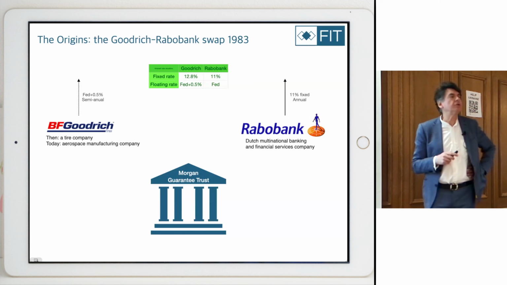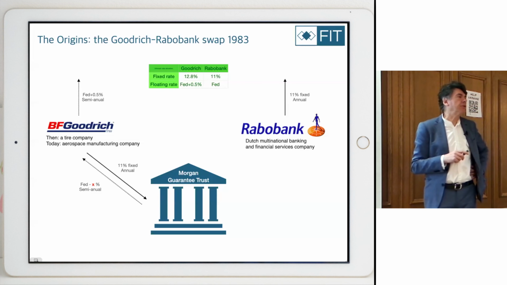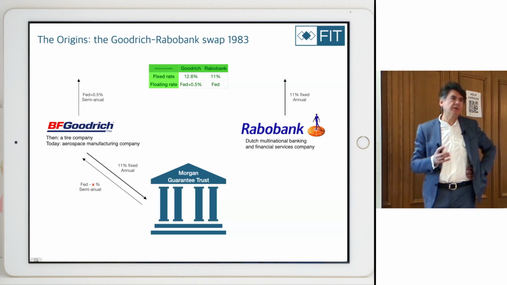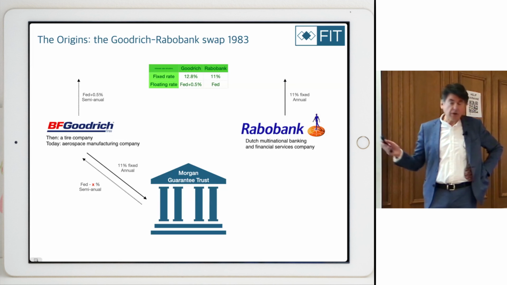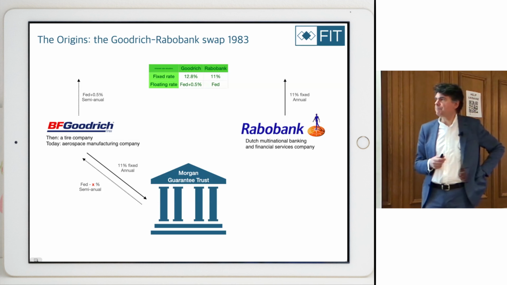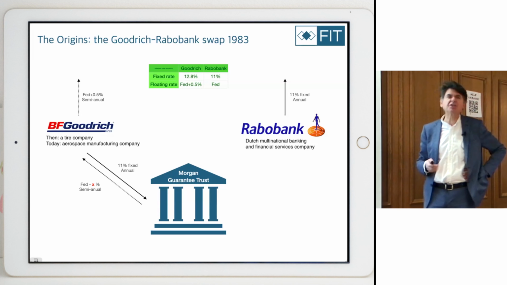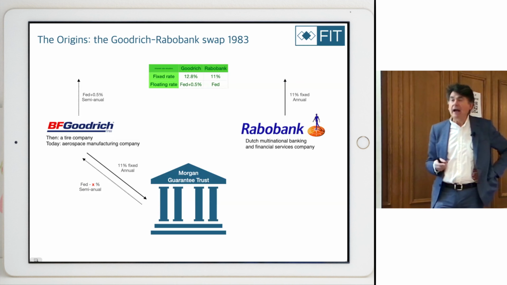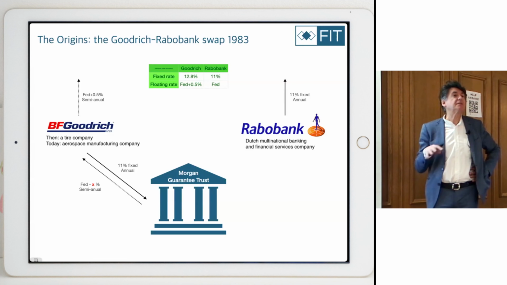That was the name of it. And what this is going to do is the following. This is what's interesting. It's going to enter into a swap agreement with Goodrich. We've talked about swaps in the past, but now I'm going to explain to you what it is. BF Goodrich and the trust are going to exchange payments on the annual, semi-annual. Let's ignore that for a minute. They're going to exchange payments as follows. As rates fluctuate, they're going to exchange payments as follows.